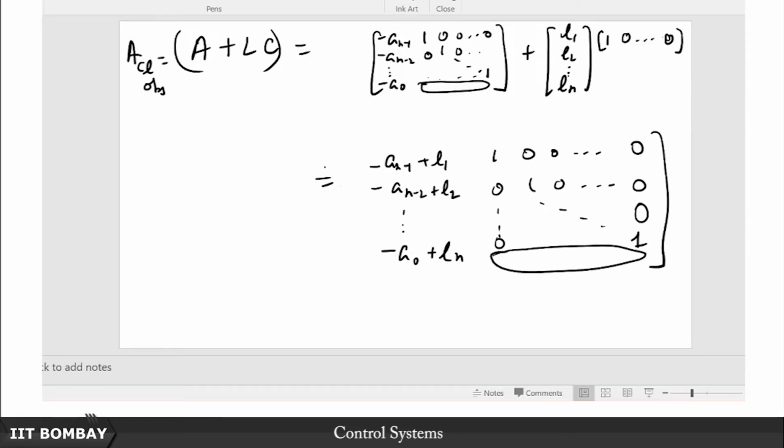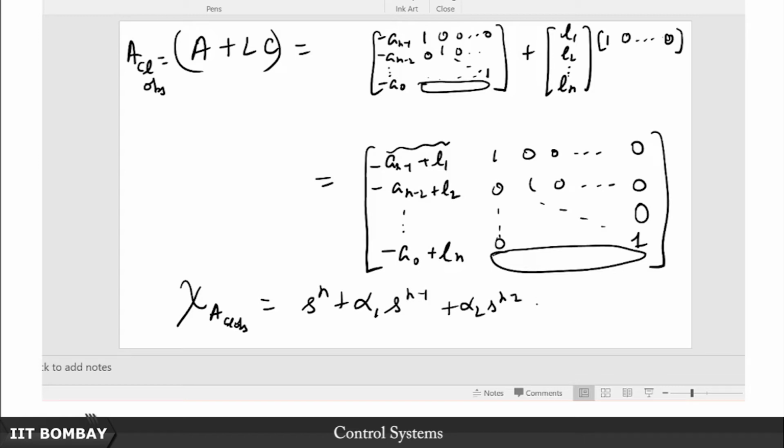So this is going to be my matrix, right? And how do I know what these are going to be? Because somebody has told me that I want my observer's poles to be at certain locations, so I know the characteristic polynomial of the closed loop observer. Someone has given me that this should be, let us say, s to the power n plus alpha 1 s to the power n minus 1 plus alpha 2 s to the power n minus 2 plus dot dot dot till alpha n.